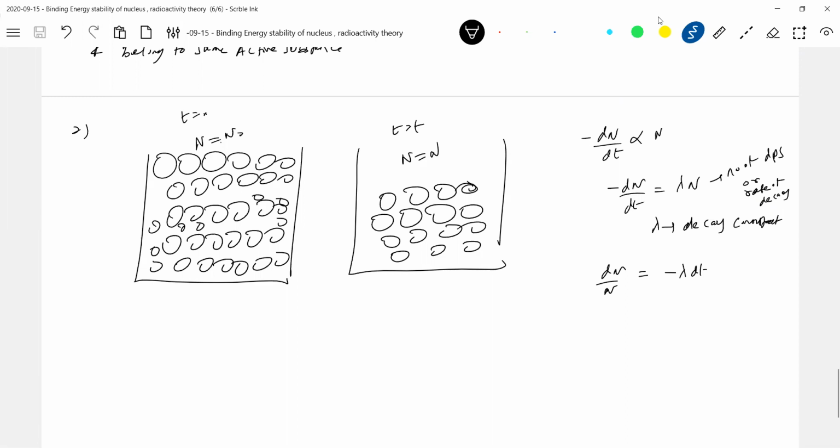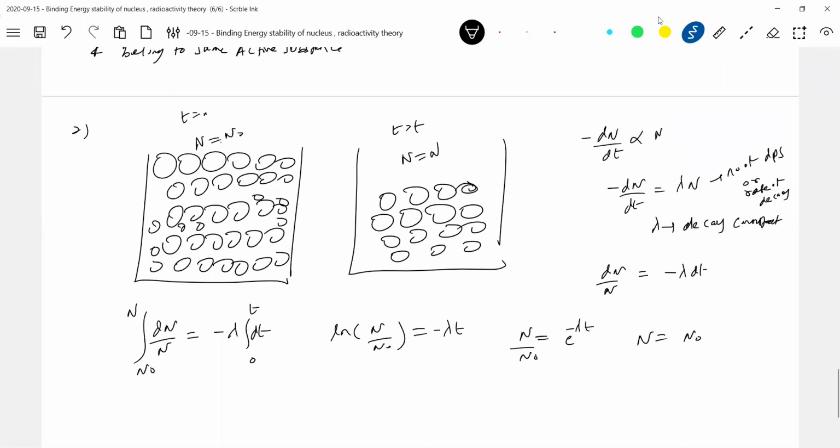So let's integrate now. This will be dN/N equal to minus lambda dt. At t equals 0, what is the number? N naught. At an instant of time, let it be N. So this will become log of N by N naught equals minus lambda t, or N by N naught equals e to the power of minus lambda t, and N is equal to N naught e to the power of minus lambda t.